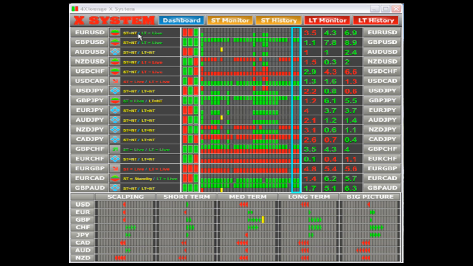Over here on the left, we have our trade condition window. This lets you know the condition of the trade alerts, both in the short term and the long term. You can see if there's a trade. If it says live, then there's a trade. If it's green, it's going long. If it's red, it's going short. Pretty simple and easy to read. In addition, we've got icons for even quicker reference.